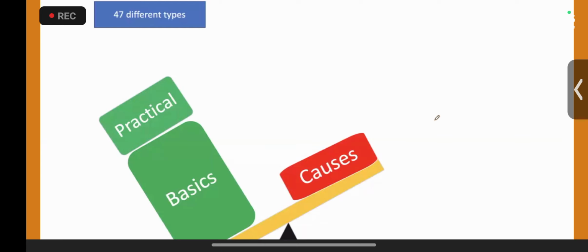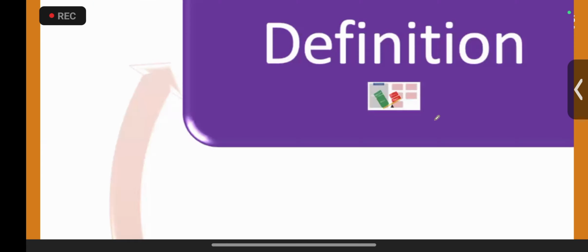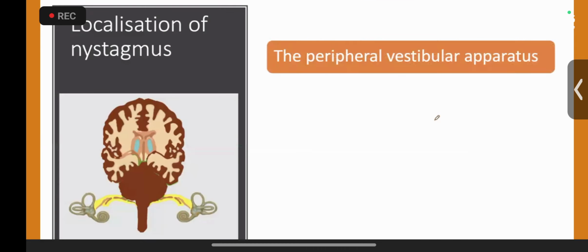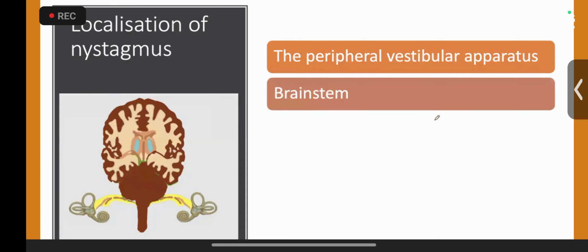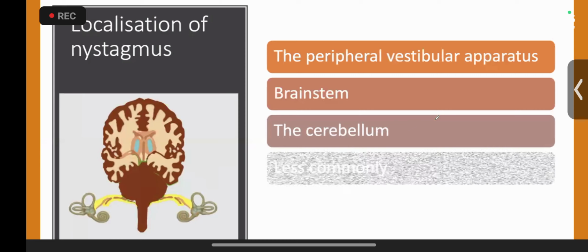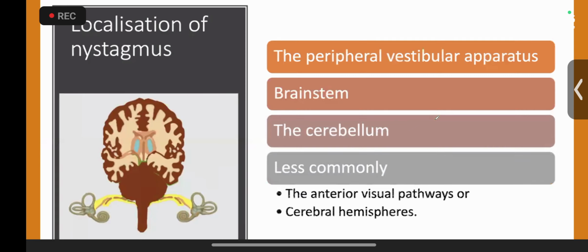Now coming to the practical aspects of nystagmus, why we are trying to do the nystagmus testing: the most common type of nystagmus is peripheral vestibular. So it could be peripheral vestibular, or it could be originating from the brainstem, or it can be originating because of the cerebellum, or less commonly the supratentorial structures. Okay, so why we are doing this nystagmus testing? We are trying to localize the lesion.